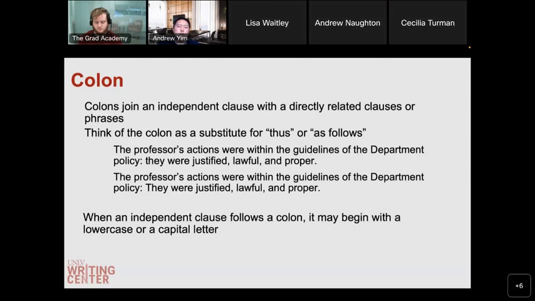In this case, you could say: the professor's actions were within the guidelines of the department policy. You could have used a period, you could have used a semicolon, but in this case, because the two sentences are very related to each other, you can use a colon: they were justified, lawful, and proper. And the rule with colons is that the word that follows after the colon can either be lowercase or uppercase.